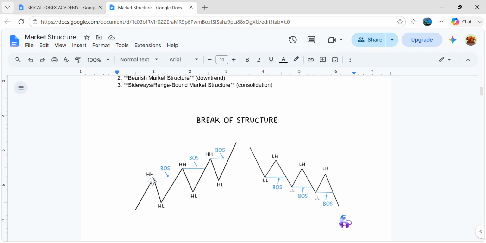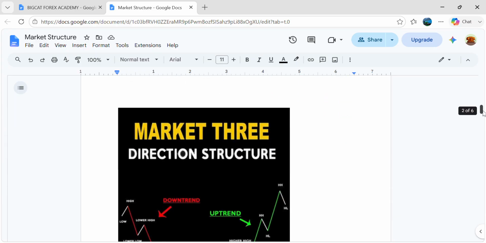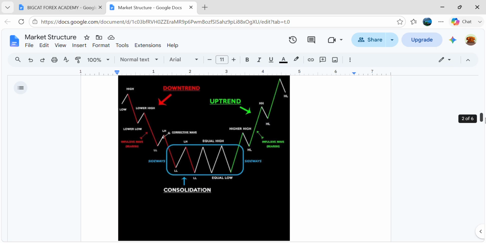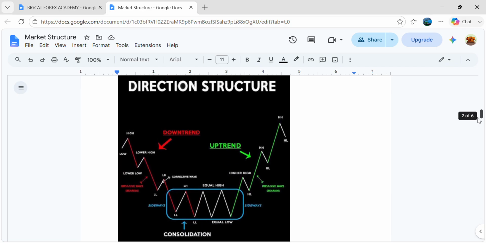This is a bullish market structure. Higher high, higher low, higher high, higher low, higher high, higher low, higher high. The market is moving upward. While the bearish market structure is lower low, lower low, lower low. Market is moving downwards. These are opportunities for you to buy and sell. In a bullish market structure, it's an opportunity for you to buy. It can also be called an uptrend. In the bearish market structure, it can also be called a downtrend.